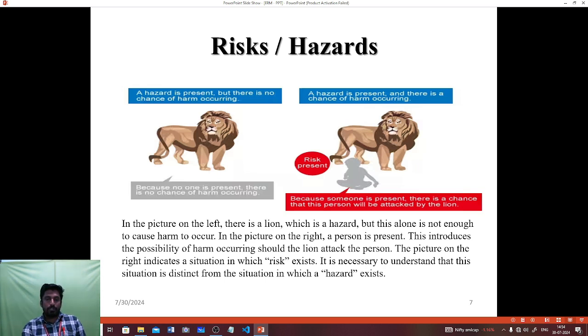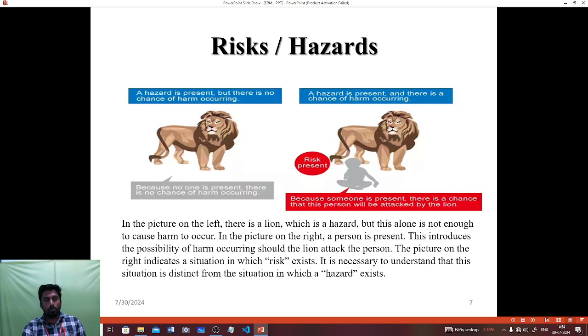But in the right picture, the human is present in front of the lion, so the risk is present. The risk is any change affecting the person, so he will be attacked by the lion. That is called a risk. So these are the simple differences regarding risk.